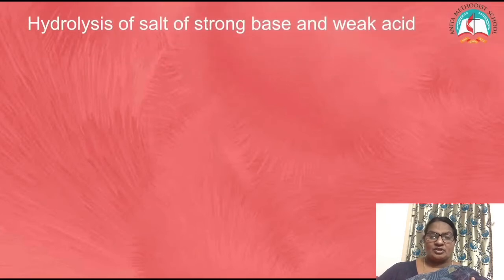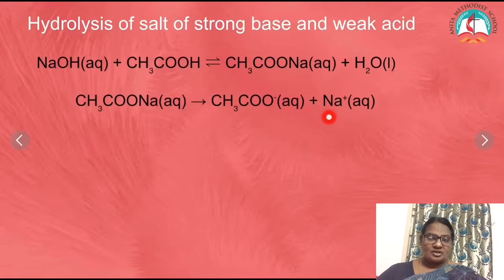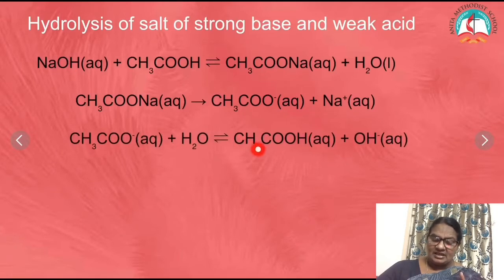Now let us see the hydrolysis of the salt of a strong base and weak acid. Here I have sodium hydroxide and acetic acid. The salt formed is sodium acetate. Now what happens to sodium acetate when I dissolve it in water? It forms acetate ions and sodium ions. As we know, sodium ion is the conjugate acid of the strong base sodium hydroxide, so it will not react with water. Whereas acetate ion is the conjugate base of the weak acid acetic acid, and it reacts with water forming acetic acid.